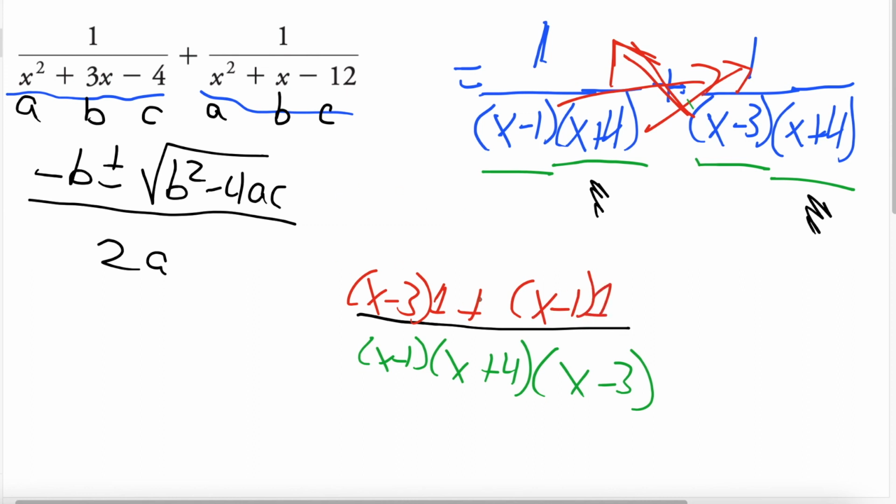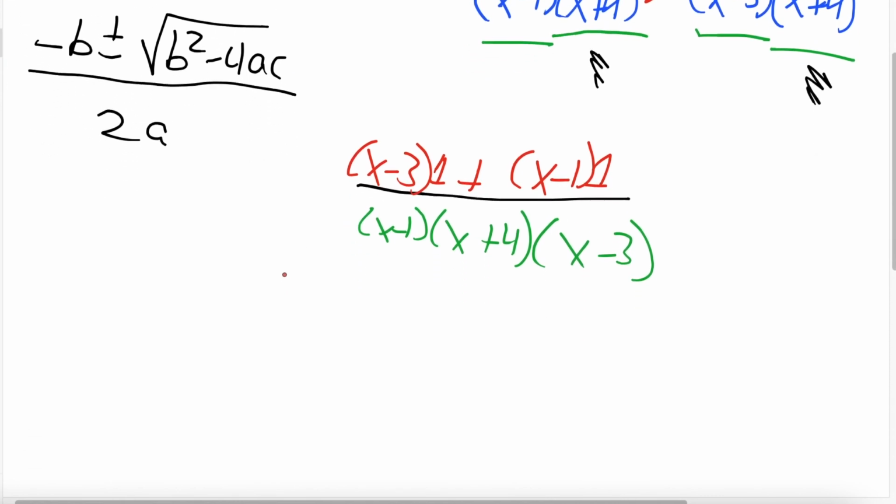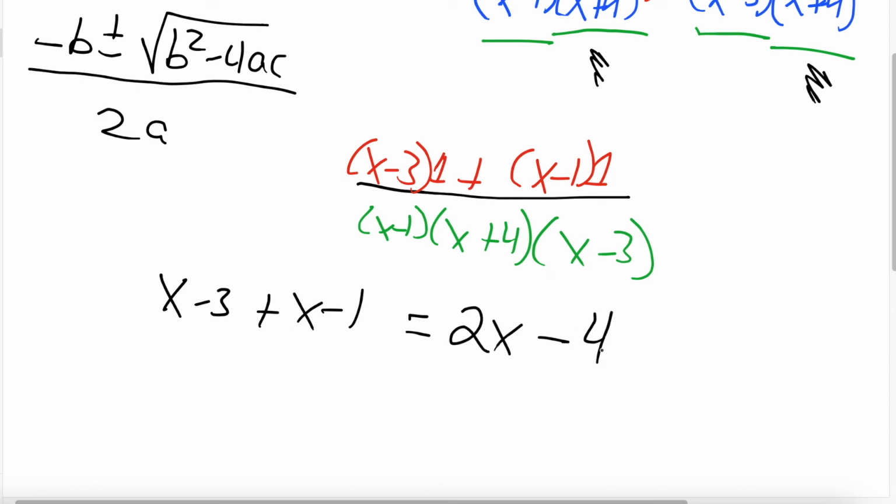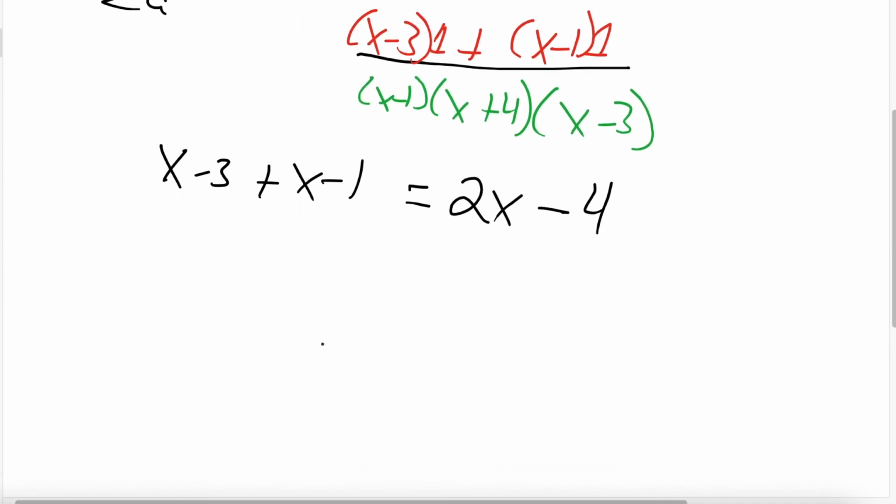We don't have to include the x plus 4 in the cross multiplication because it's already included in both sides, so we only include the one that's not on both sides. On the top, we get x minus 3 times 1 plus x minus 1 times 1, which is x minus 3 plus x minus 1. That's x plus x, which is 2x, and negative 3 minus 1 is minus 4. So on the top, we get 2x minus 4.